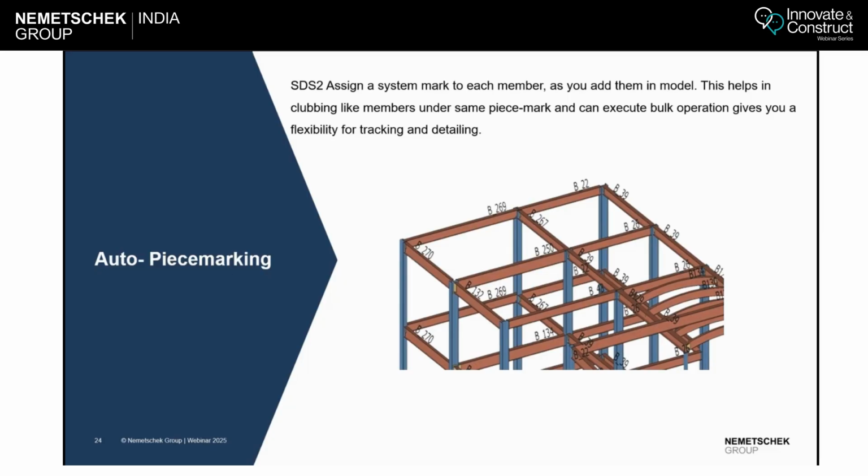Okay. Also, it can help you in tracking. There are many other competitor softwares where auto piece marking is not there. Once the model is completed, when you are doing the detailing, that is when you manually allocate the piece marks. There might be a chance of human error, but since these are system generated piece marks at the time of modeling, it will efficiently expedite your work.